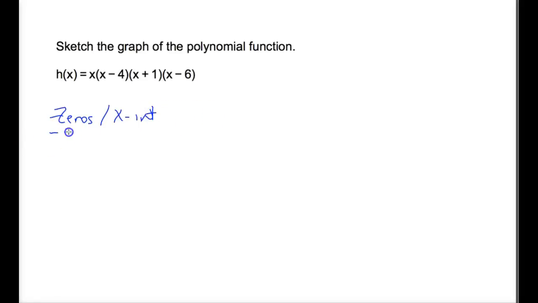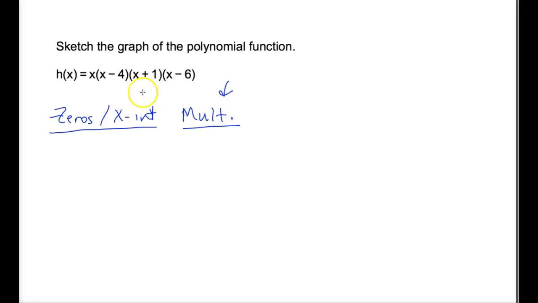The next thing that we need to know is what is the multiplicity of each zero. And the multiplicity is just how many times each factor repeats. The next thing that we need to know is, is that multiplicity even or odd? And so we'll note that here.